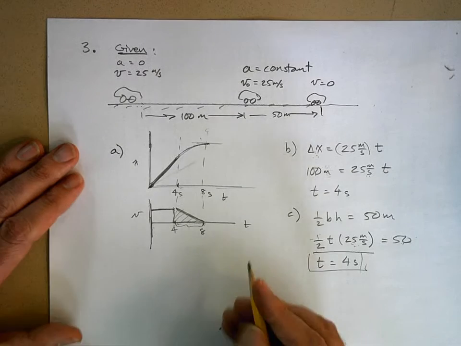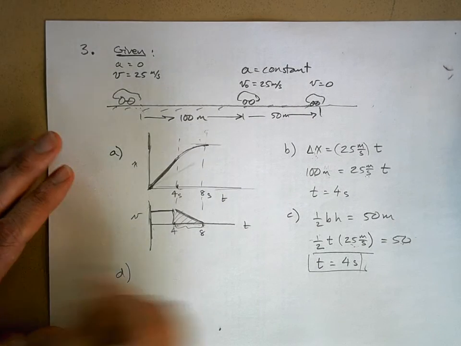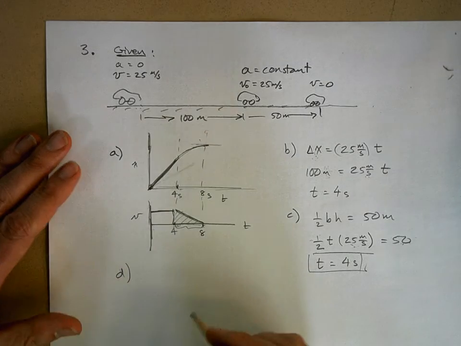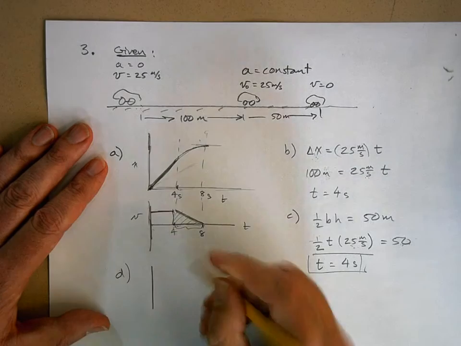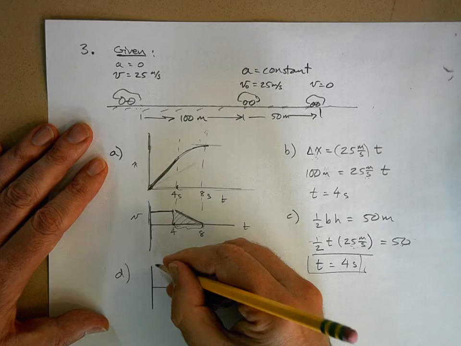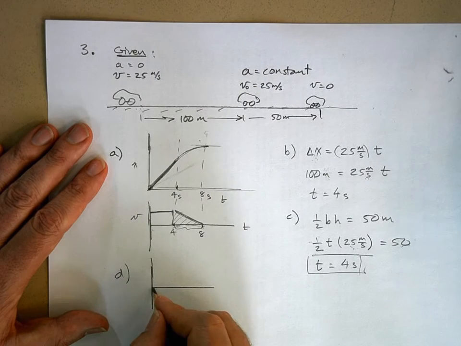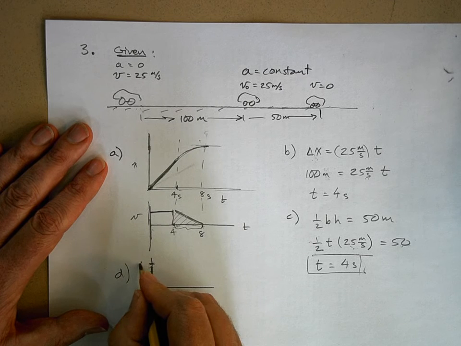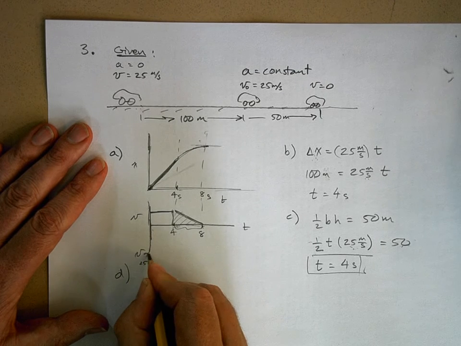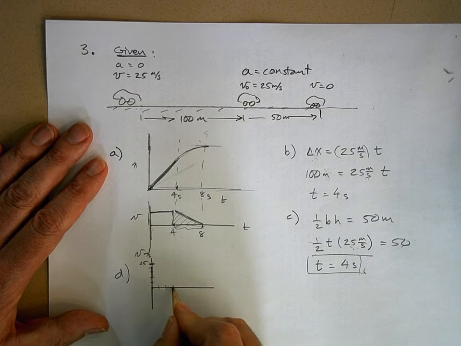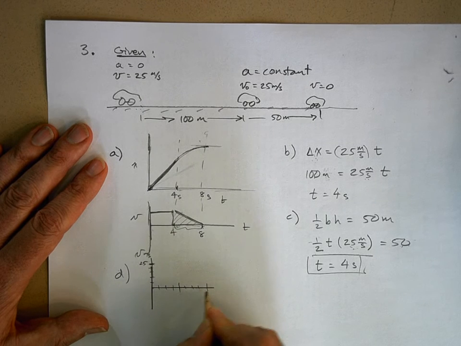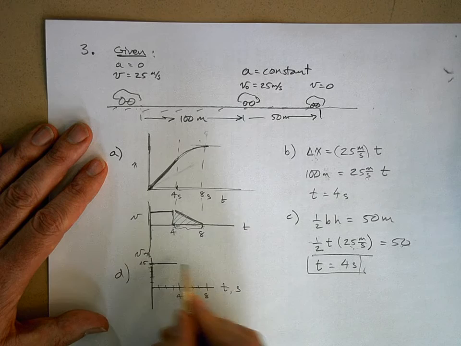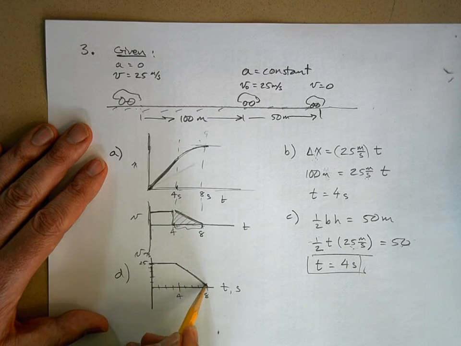And then part D. Now you know the total time of travel. Sketch a quantitative velocity versus time graph. Well, okay. So 5, 10, 15, 20, 25. Velocity in meters per second. 1, 2, 3, 4, 5, 6, 7, 8. Time in seconds. Looks like that.